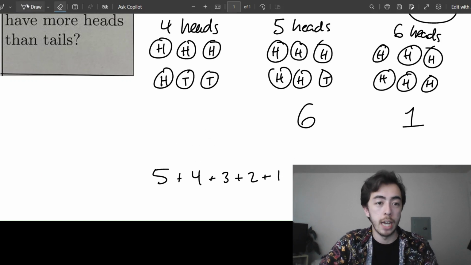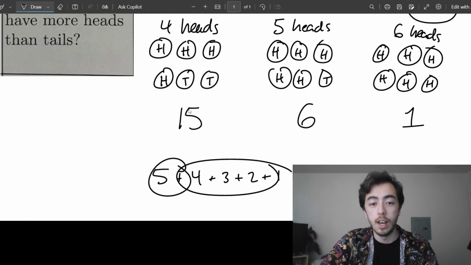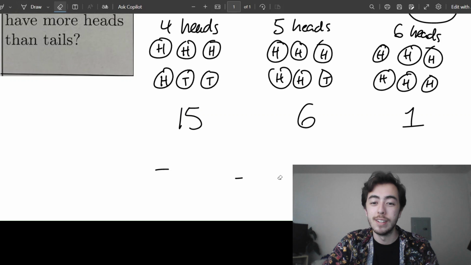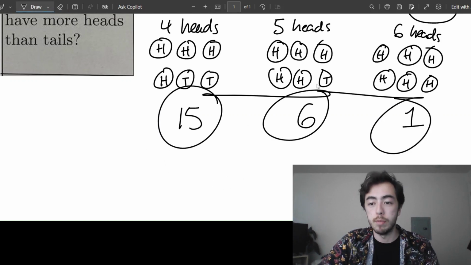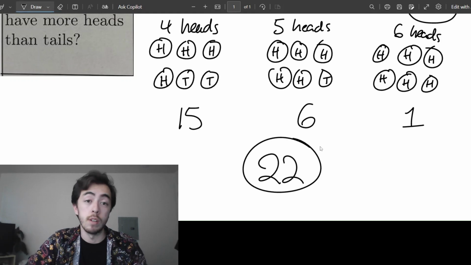So overall, if I add up all these numbers, this right here is 10, plus 5 is 15. I do get that 15 that I want. So all of these scenarios, these 15 plus the 6 plus the 1 scenario, do make the 22 that we were looking for today.